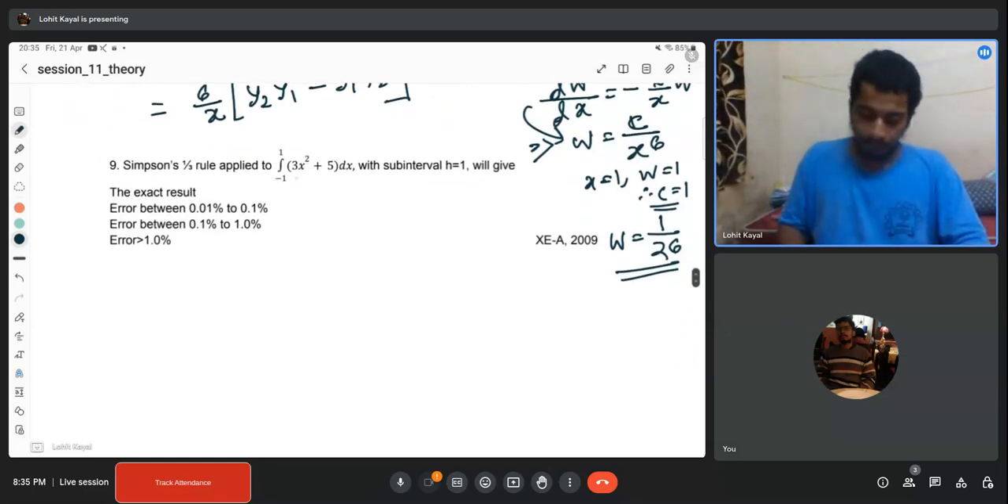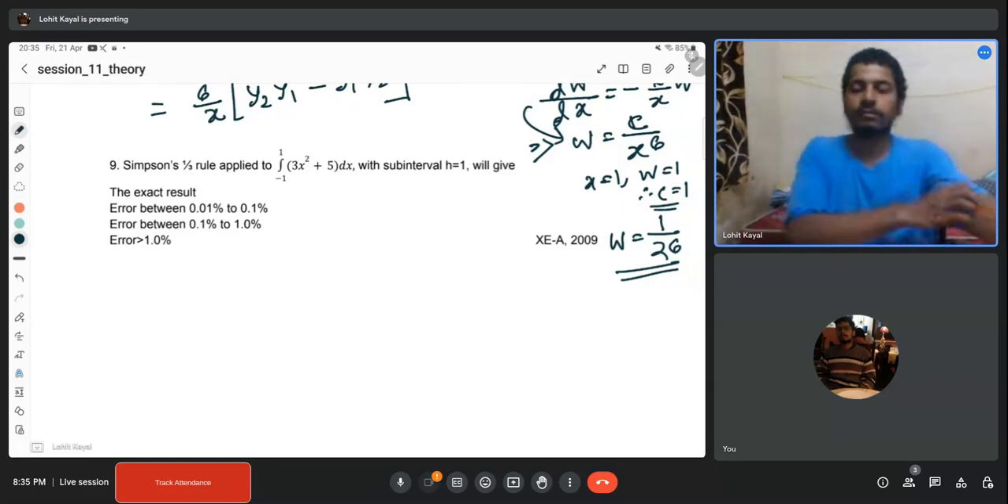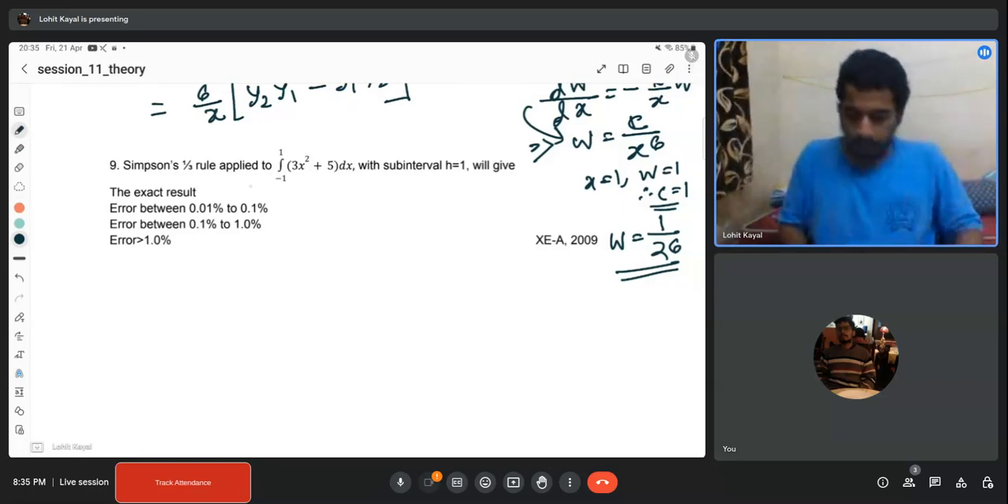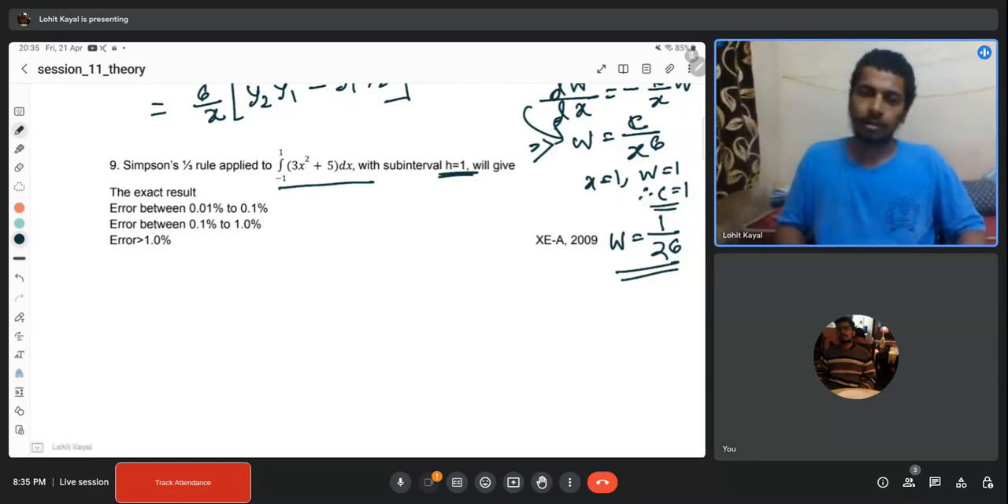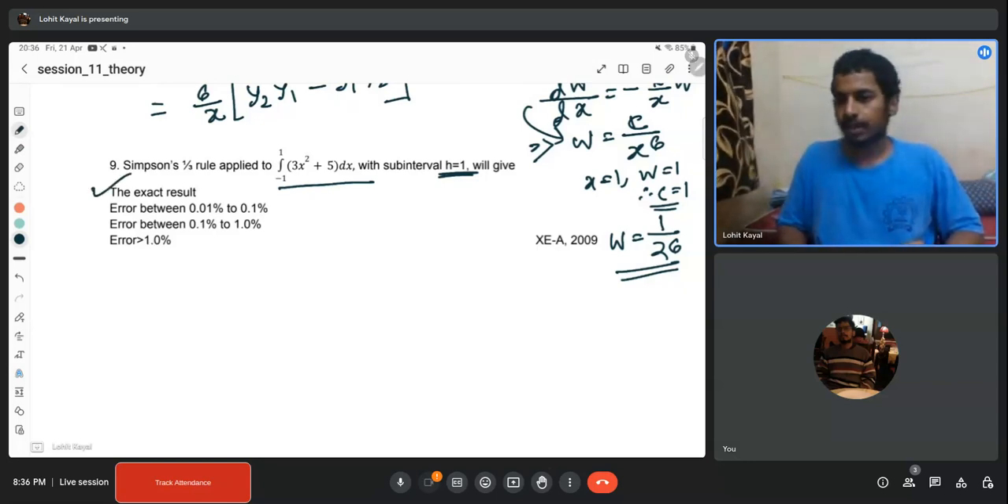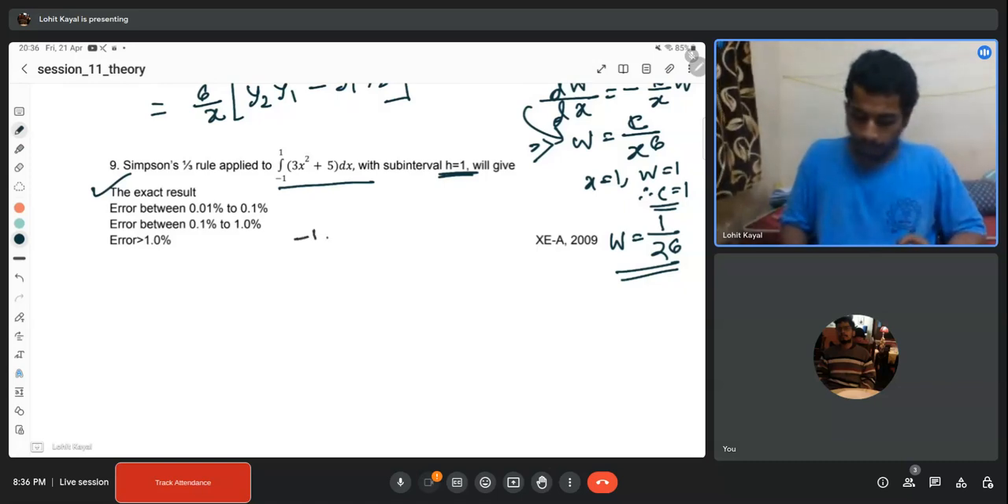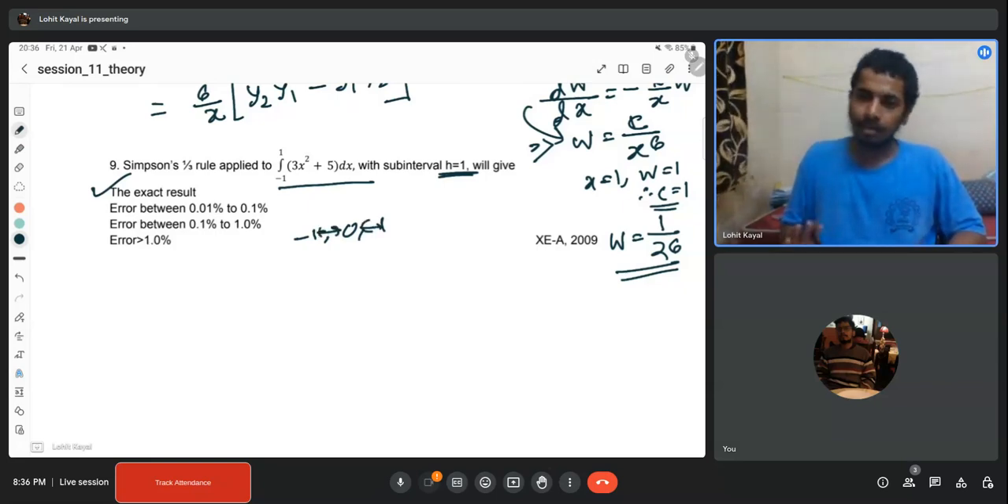Now this is another example. Simpson's one-third rule is applied on this with subinterval h equal to 1. There are four options. In the last class I have already told that Simpson's rule is based on a quadratic polynomial, so it will give you the exact answer. But here you have two subintervals, -1 to 0 and 0 to 1. This is one subinterval, this is another subinterval.